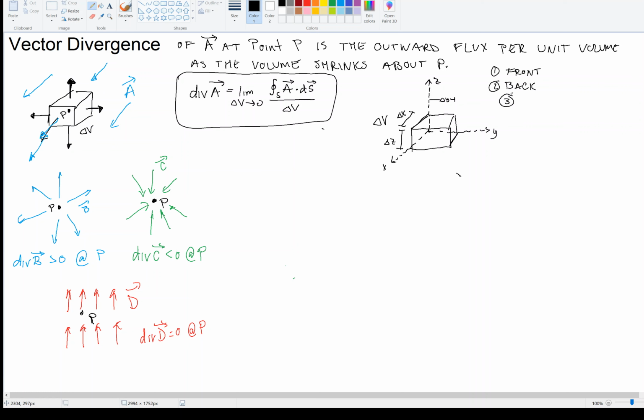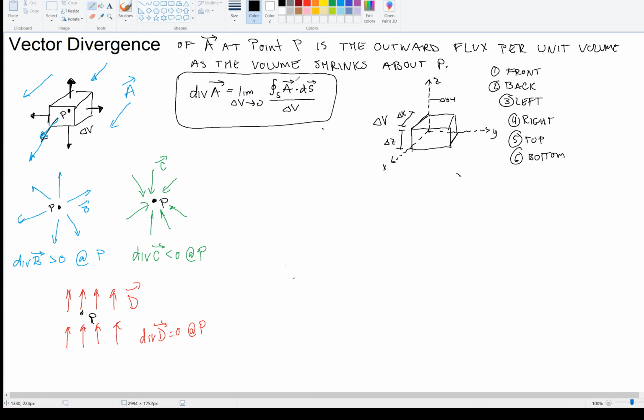And 3 is going to be the left face of the volume. So these are all the surfaces that make up the volume. 4 is going to be the right side. 5 is the top side, and 6 is the bottom. So I could label these in the figure, but I'm trying not to junk up my figure too much. Keep it readable.